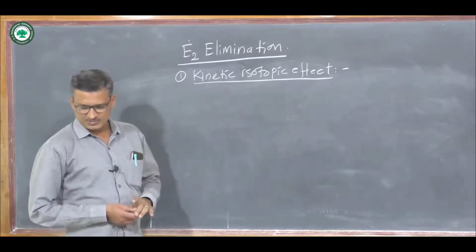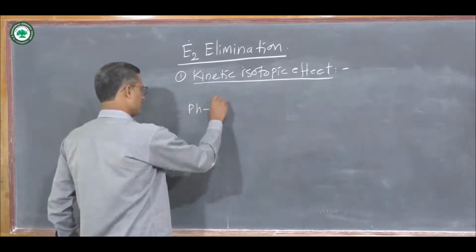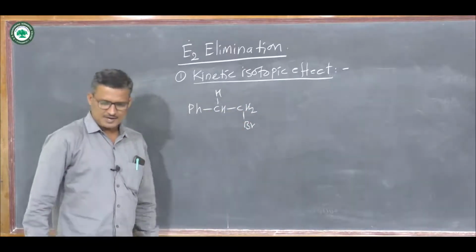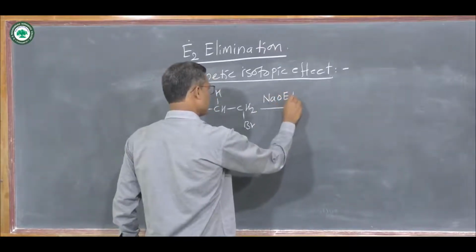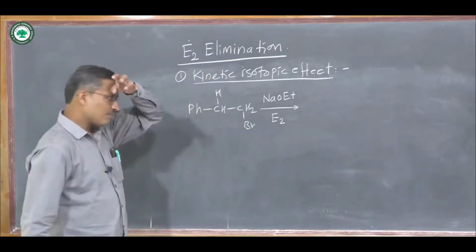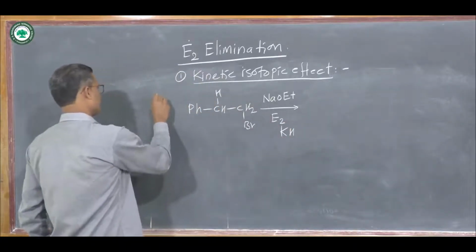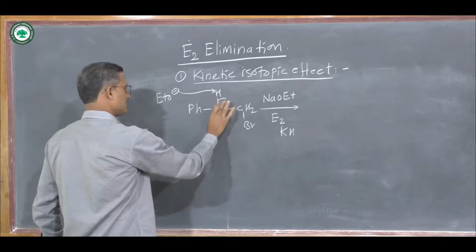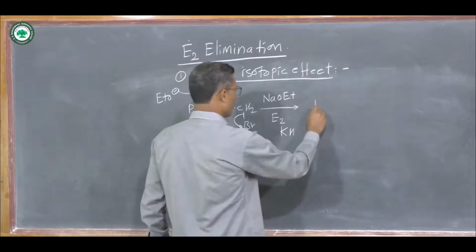So we take one simple example and think about this kinetic isotopic effect. We use sodium ethoxide as a base, and the mechanism takes place by E2, suppose. What is the rate of that reaction? We call it KH. This is the ethoxide base attacking the hydrogen, these electrons are given to here, the leaving group leaves out, and a product is formed.